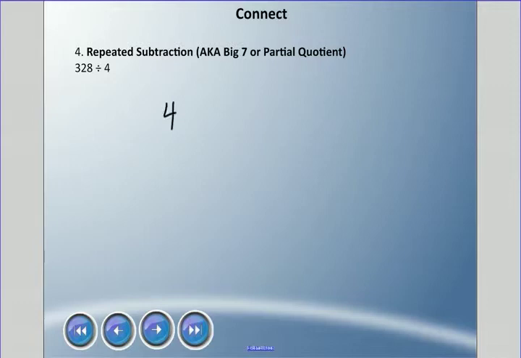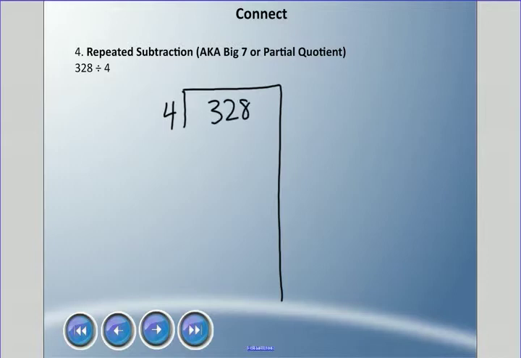To do this one, it's going to look similar to the setup of long and short division. So 328 divided by 4, but you make this kind of 7. That's why it's sometimes called the big 7. And so I'm going to put 328 inside.